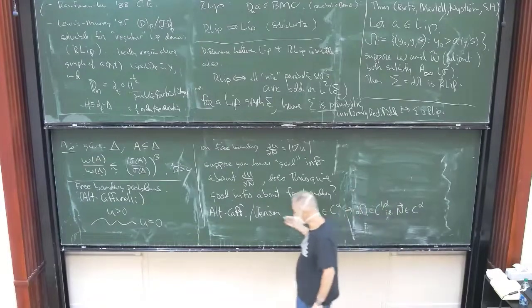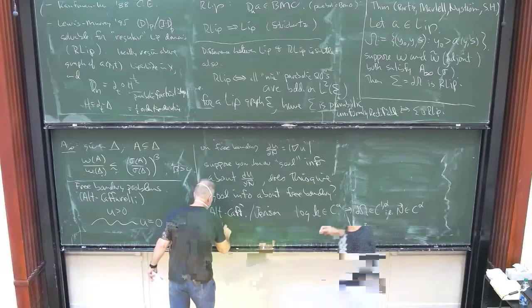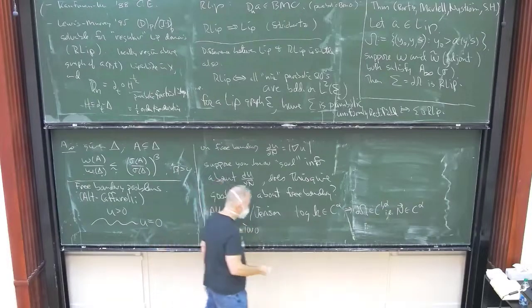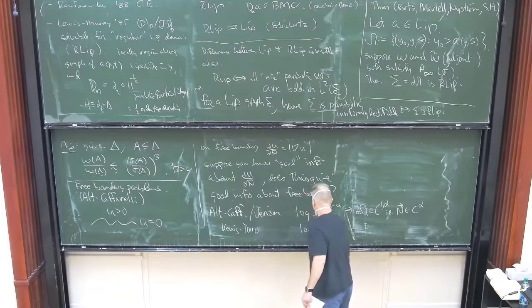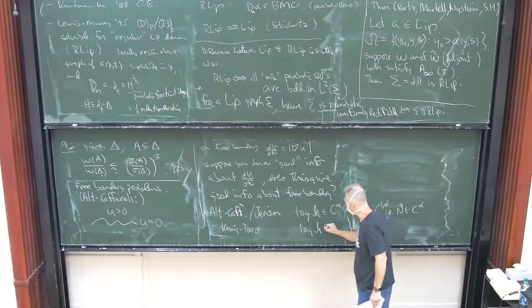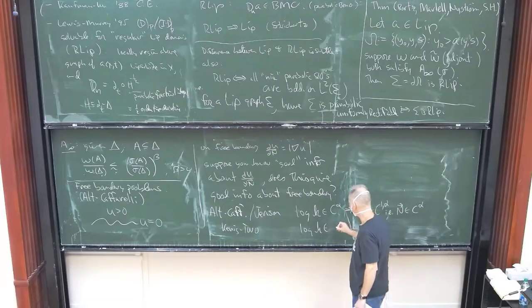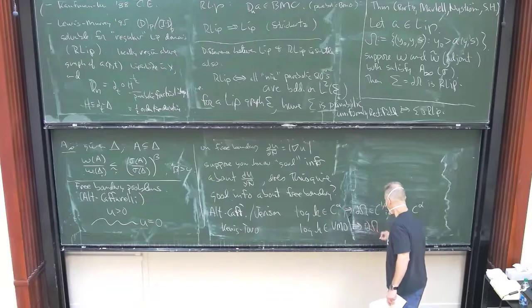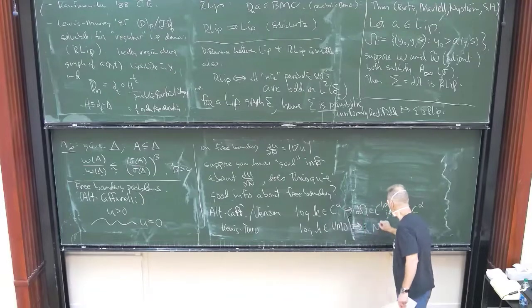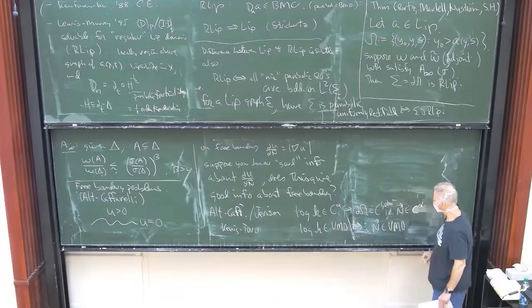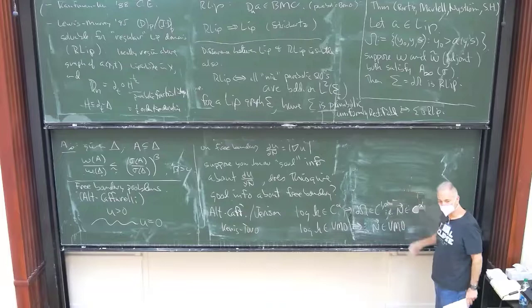And there's an endpoint version of this due to Kenig and Toro, which is that, again, with the background hypotheses of right order flatness, log of K in VMO implies that the unit normal is in VMO, VMO being the space of vanishing mean oscillation.